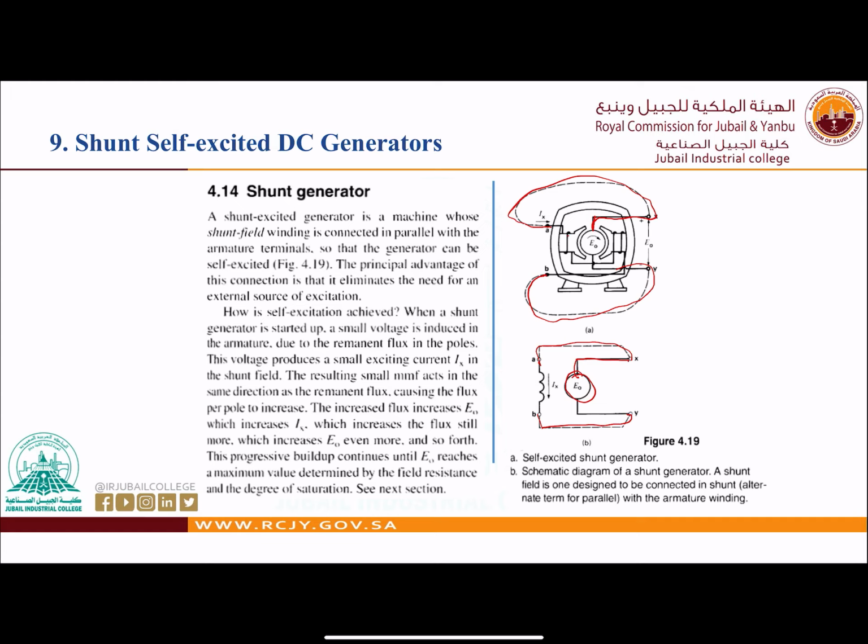We said that we have three factors to generate voltage. Factor number one is the coil. Factor number two is the movement. Factor number three is the magnetic field. Now, how can we get the magnetic field from the field winding? We don't have current, right? And if we don't have current, we don't have magnetic field. So how can we get the magnetic field here?